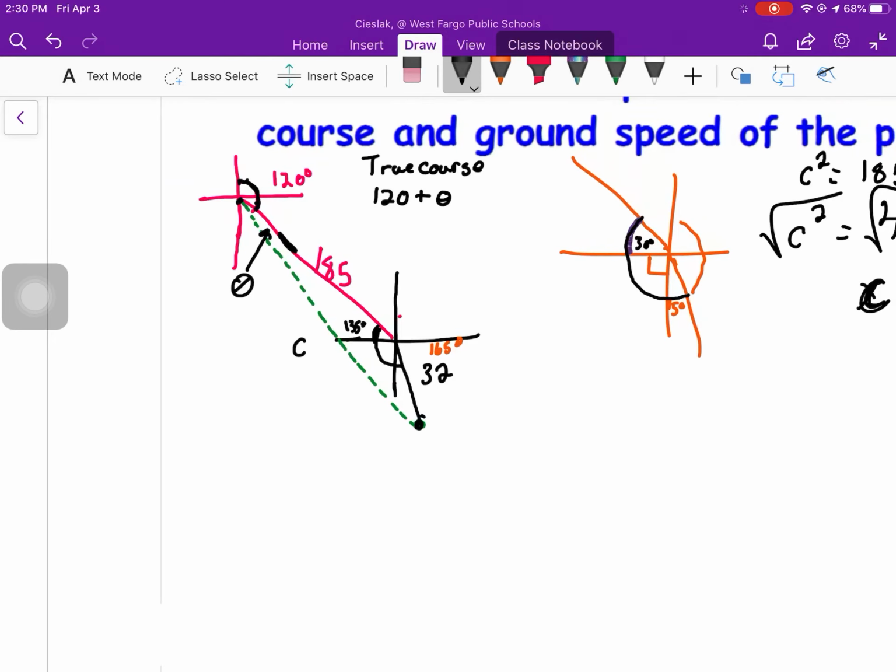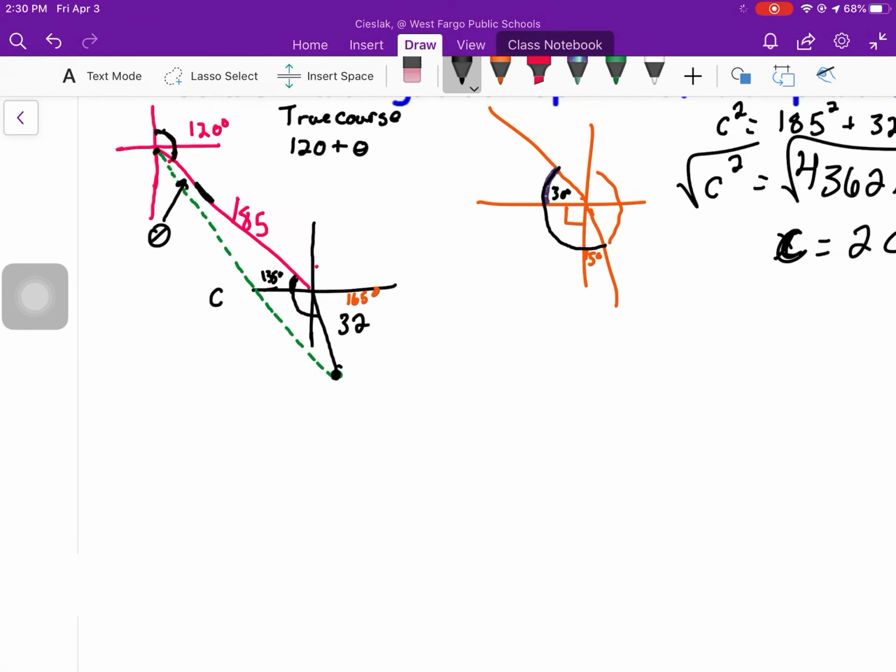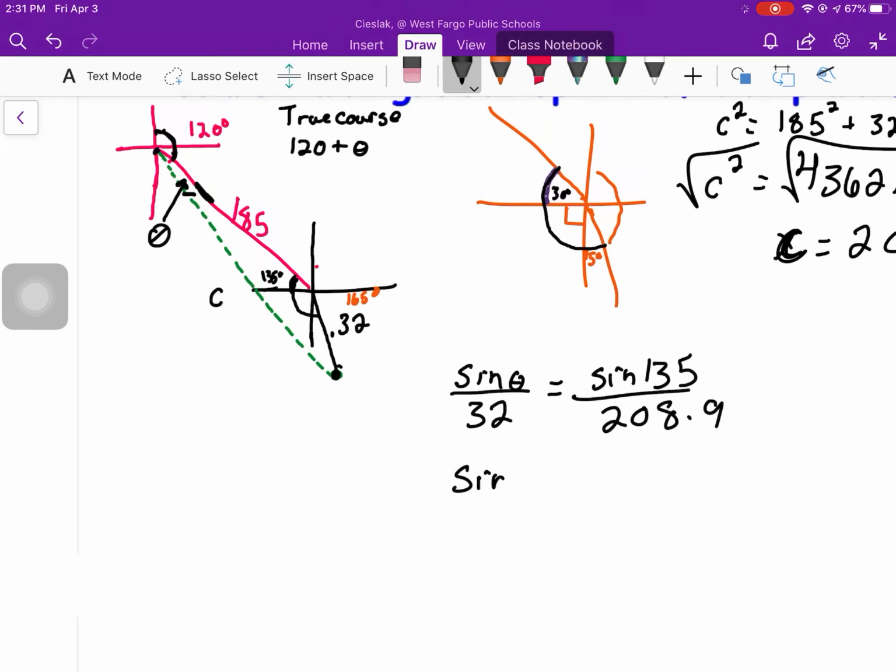Now you have to be careful here. When we look at this picture, I obviously didn't do a great job of drawing this one. But when I look at that, I've got to think, can I use law of sines or law of cosines? Well, I do know that angle theta, I know its opposite side is 32, and I also know the 135 and its opposite side. So we could just do sine of theta over 32, because that is the side opposite that angle, equal to sine of 135 over that 208.9.